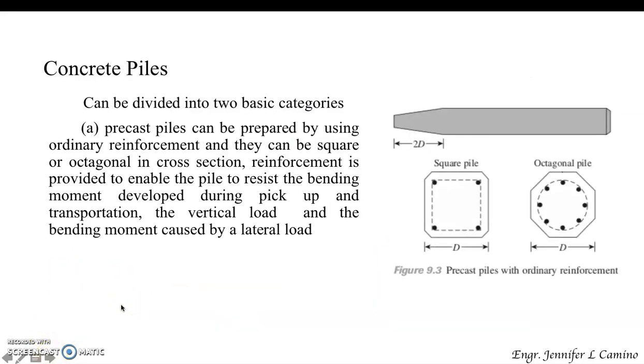So concrete piles can be divided into two categories. Precast piles can be prepared using ordinary reinforcement, and they can be square or octagonal in cross-section. Reinforcement is provided to enable the pile to resist the bending moment developed during pickup and transportation, as well as the vertical load and the bending moment caused by a lateral load. This is an illustration of a precast pile with ordinary reinforcement. We have a square pile and an octagonal pile.